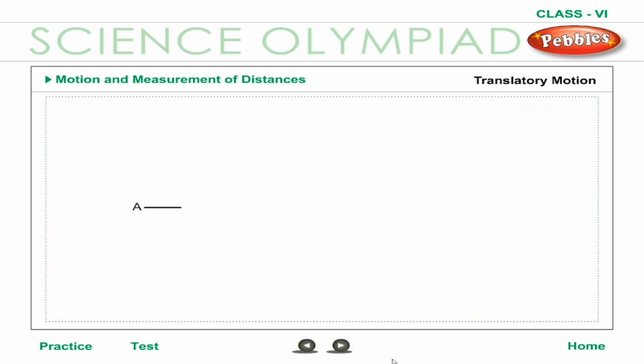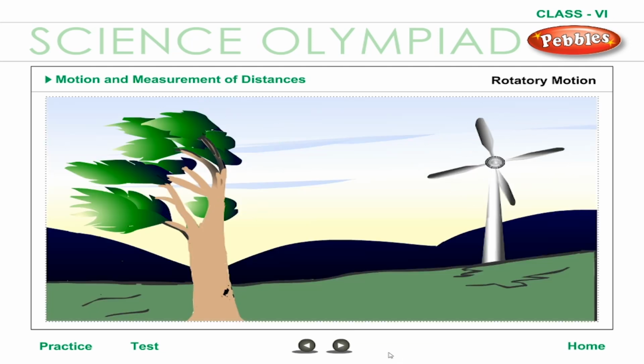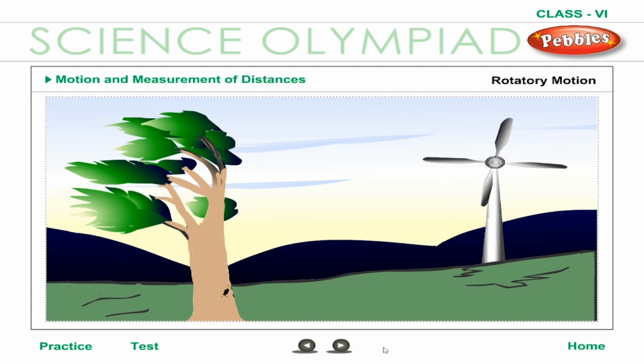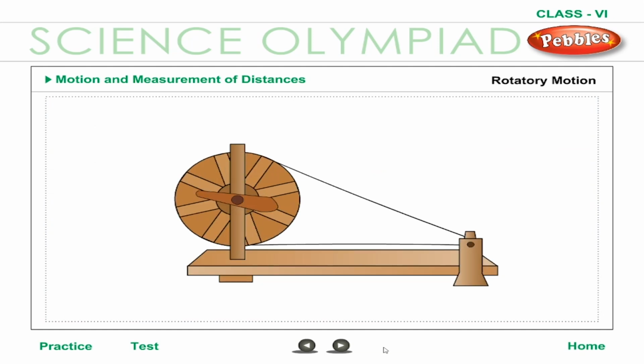When a body moves along a straight line, it is called rectilinear motion. When a body moves along a curved line, it is called curvilinear motion. Rotatory motion. Rotatory motion is that in which a body moves about a fixed axis without changing its position. Examples are windmill, fan, spinning wheel, etc.